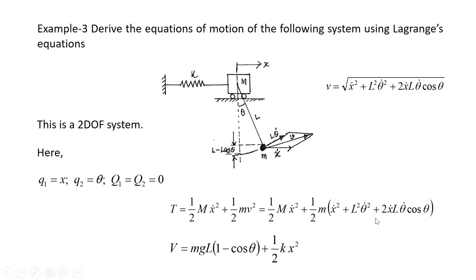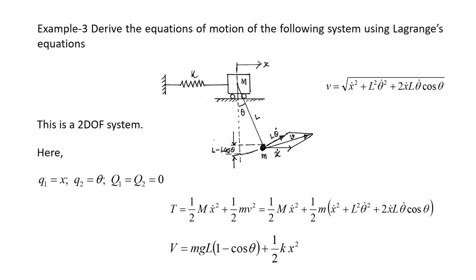Let us discuss another problem. So, this problem is different from the other two problems, because it is a 2 degree of freedom system. As you can observe from here, this mass is mounted on a roller and it is displaced in this direction, with a spring constant k. A pendulum is attached here by a rigid rod of length L, and the displacement angle is theta.